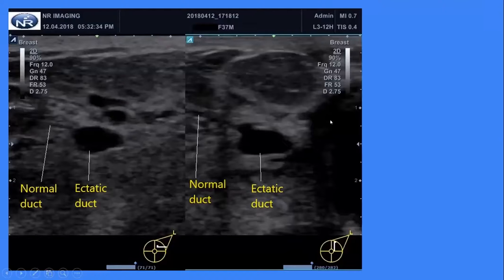Next. Here we are seeing the USG of the breast, which shows the ectatic duct, and there is a normal duct. Next.